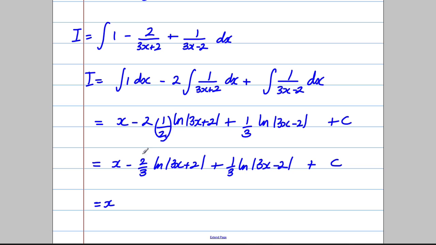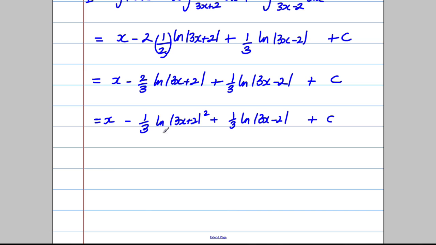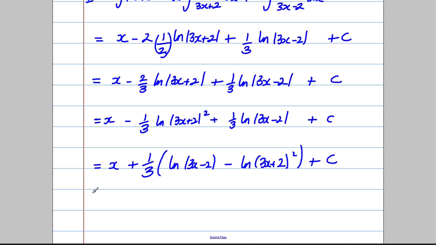And what I could do is take the power of 2 up, so I could write that as negative a third natural logarithm of (3x + 2) squared plus a third natural logarithm of (3x − 2) plus c. Because I've got a third in both of these, I could just write that as a third. This thing here would be ln(3x − 2) minus ln((3x + 2) squared) plus c, and then I could combine those lns.